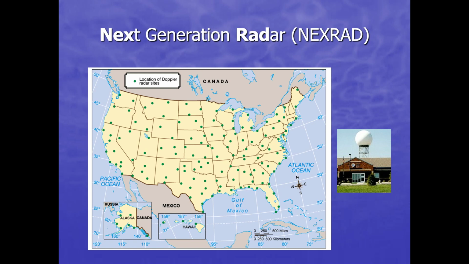So here's the spatial distribution across the United States of the Doppler radar network. You'll see close to home here in Chicago, we do have a radar out near Romeoville on the campus of Lewis University. That's the Chicago 88D.